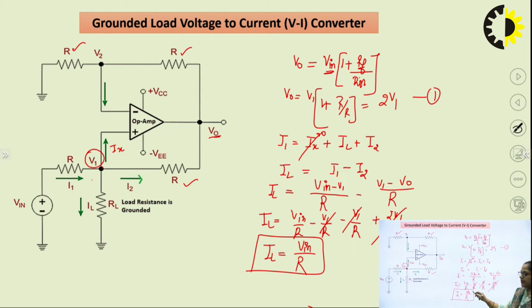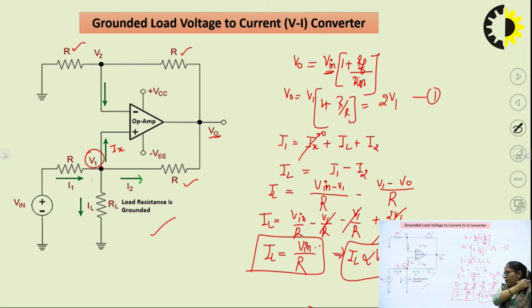So our load current is equal to V in upon R. For a constant value of this resistance R, I can say that IL is proportional to the input voltage. This is what we want to prove: that the load current is independent of the load resistance and depends upon the input voltage. IL is proportional to the input voltage. That means the voltage that we are applying at the input will convert into its equivalent amount of current across this load resistance, and this configuration is the grounded load V2I converter.